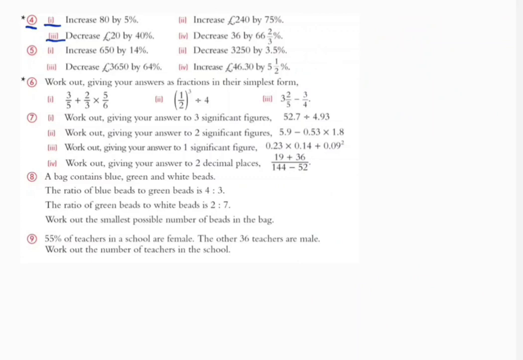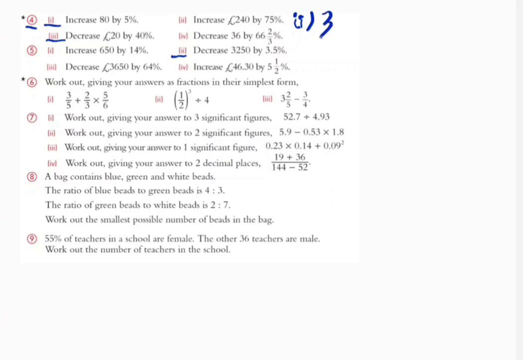Right, now let's do a different one. This time let's do the second part of question 5. This one says 3250, decrease that by 3.5%. This is exactly the same thing, but just using a different type of number. This is using a decimal, but the method is still the same.